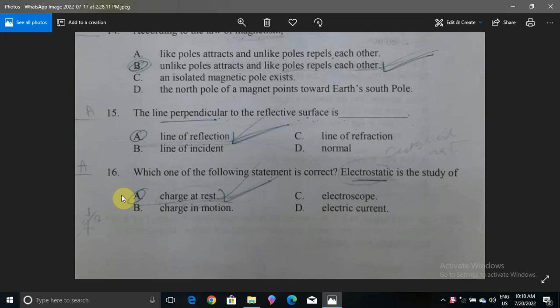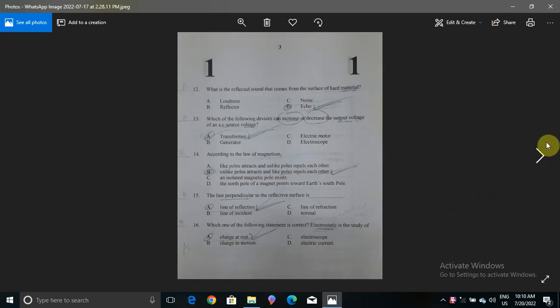Now in question number 16, which one of the following statements is correct? Here what we have, electrostatic is the study of what? Charges at rest, charges in motion, electroscope, or electric current? Here if we say electrostatic, that means it will be charges at rest.